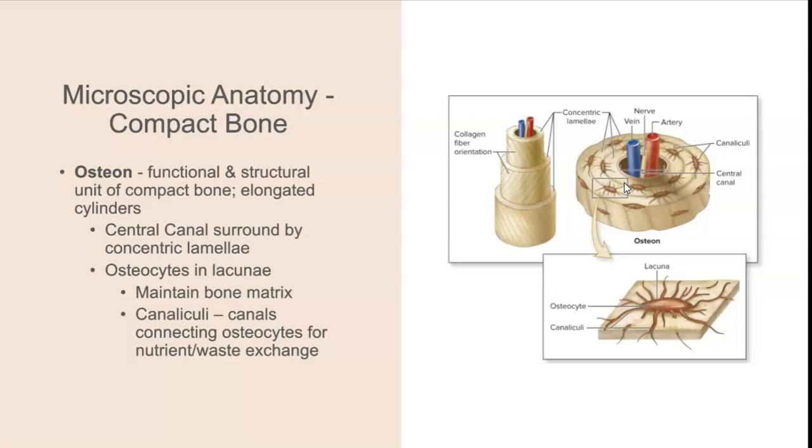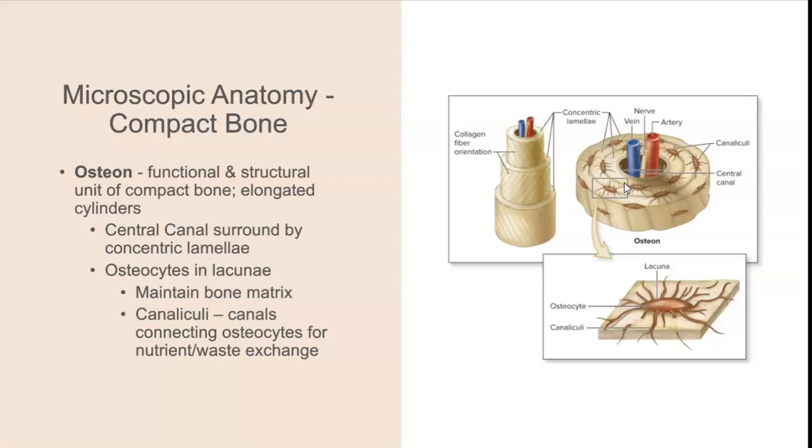So they're rings of bone tissue that surround the central canal and they form up most of the osteon. Osteocytes are the mature bone cells that are in the little spaces. Now those little spaces are called lacuna. So the osteocytes maintain the bone matrix. They hang out in the lacuna when they get trapped in the bone matrix that they made.